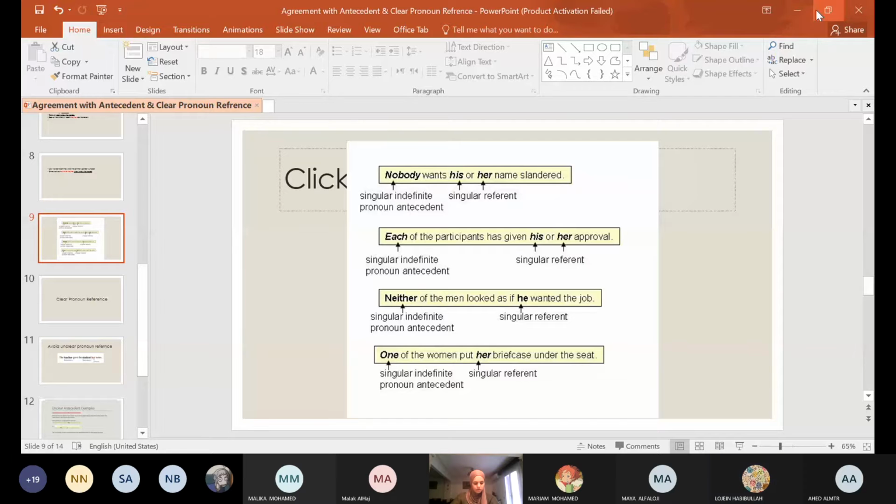Linda, 4. It's his or her. Why? Because we don't know the gender. Excellent. Number 5: Each of the boys uses his calculator to add large numbers. It is correct. Lin Matar, are you here?